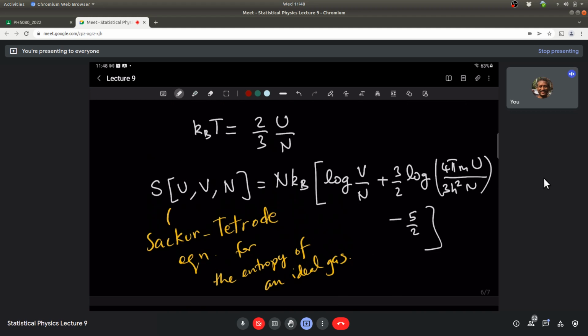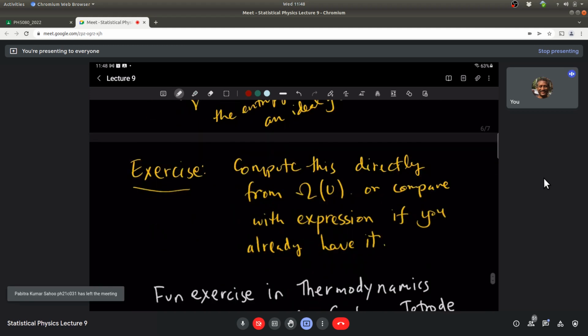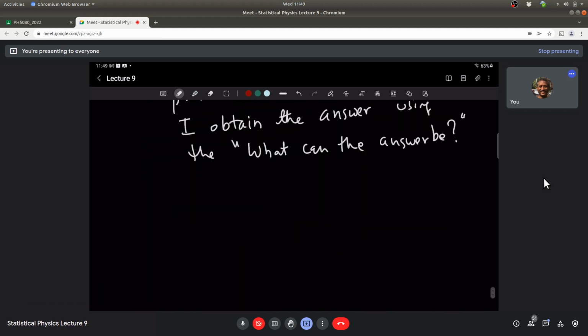So we won't get the 5 half for sure. We won't even get the 4 pi m over 3 h squared N. But we'll get the other dependence on U, V, and N. Right? So up to some additive constant, we will get the answer. Okay. But of course, in statistical mechanics, these constants are also something we can compute. Okay. So I'll pause here for some questions. And see if there is something I can do a little bit more.